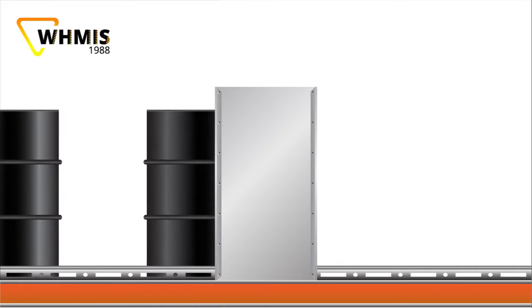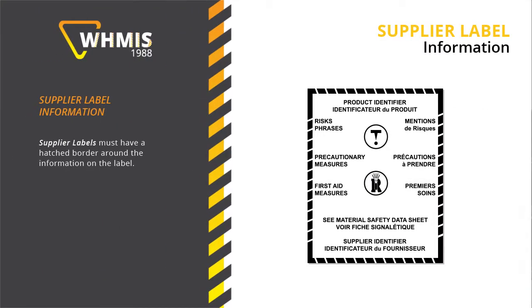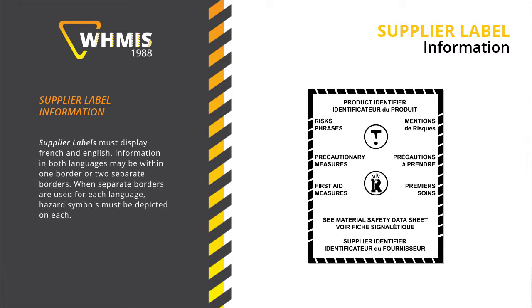Supplier labels are attached to the product container by the supplier. Supplier labels must have a hatched border around the information on the label. They must display French and English. Information in both languages may be within one border or two separate borders. When separate borders are used for each language, hazard symbols must be depicted on each.